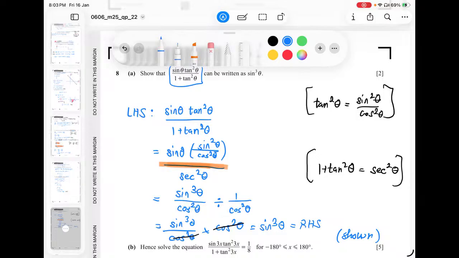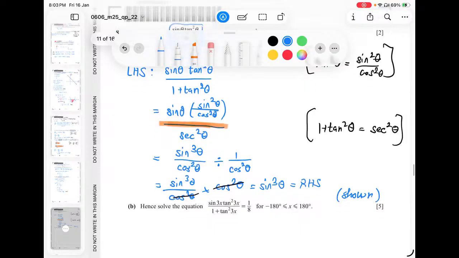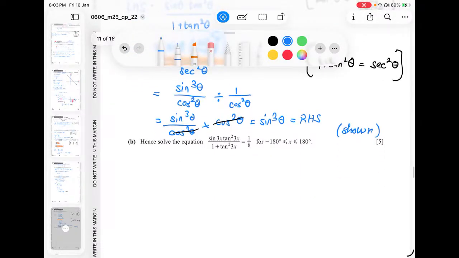So I have shown that the LHS is equal to RHS. Hope you understood the identities we used and how to apply them in the question. Moving on to part B.